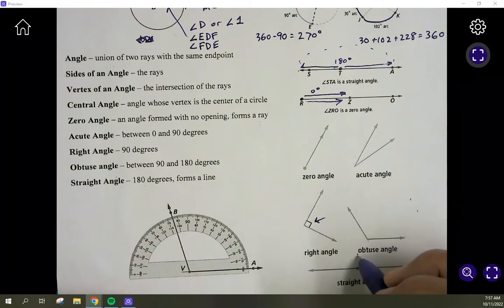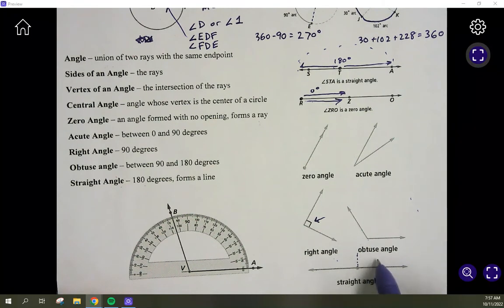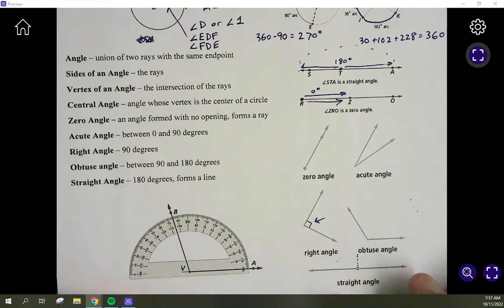So your right angle is right in between a straight angle and a 0 angle. And then if it's between a straight angle and a right, it's obtuse. And if it's between a right angle and a 0, it's acute. And there are angles that can be bigger than 180, we'll talk about at some point. But right now we're just focused on those.